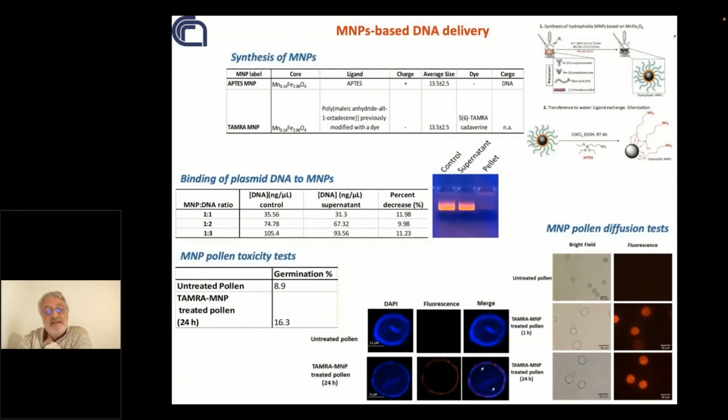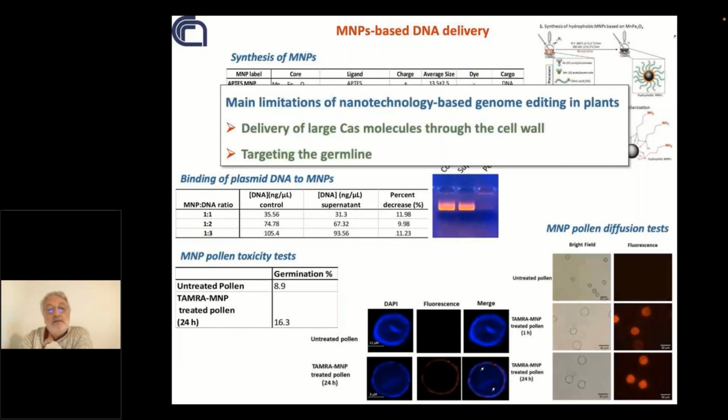But I should say that this is probably a long way to go, and there are two main limitations for nanotechnology-based genome editing in plants. One is the delivery of large Cas molecules through the cell wall. But you are probably aware that new Cas molecules have been discovered recently, not only in other bacteria but also in phages, and these more compact molecules would be interesting to see, their efficiency and the possibility to deliver them using nanoparticles through the cell wall. The second limitation is that in order to transfer the induced mutation to the progeny, you have to target the germline. And also this is not a trivial task.